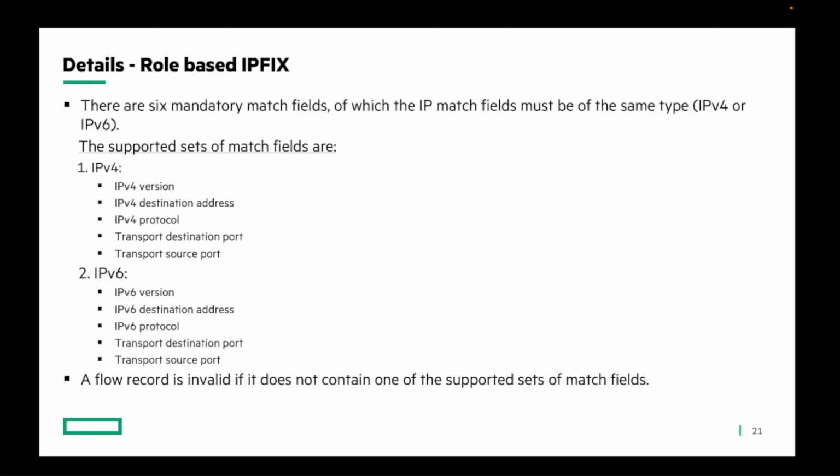Further getting into the same role-based IPFIX, there are 6 mandatory match fields, of which the IP match field must be of the same type, separate for IPv4, separate for IPv6. Supported sets are so and so, as you see on the screen, and I think it's well known. A flow record is invalid if it does not contain one of the supported sets of match fields, right? It has to be all of them. You have to configure all to have it.